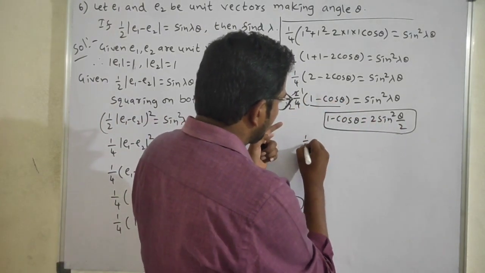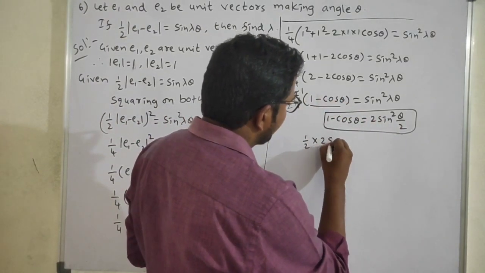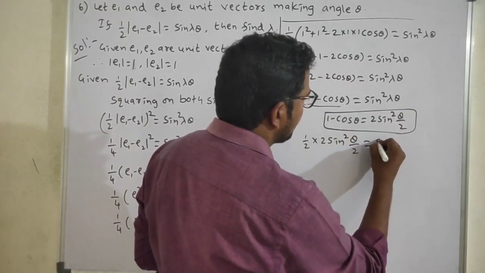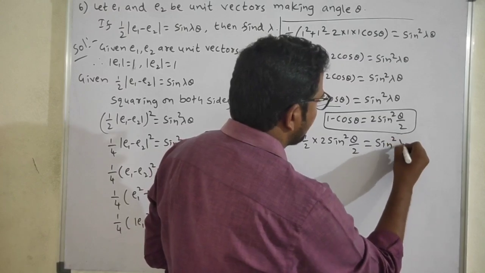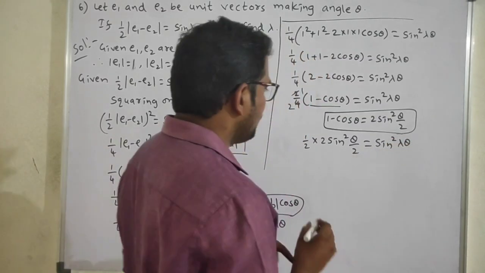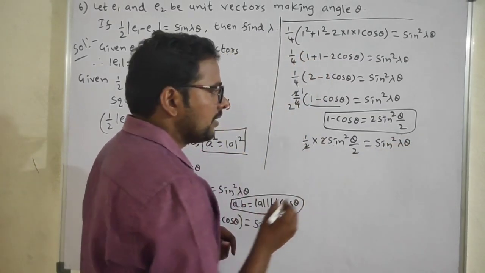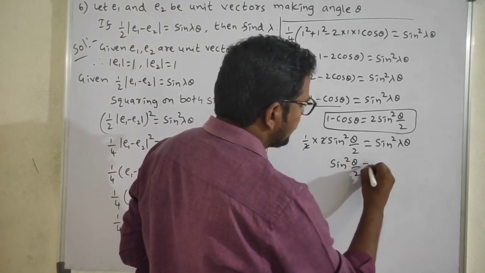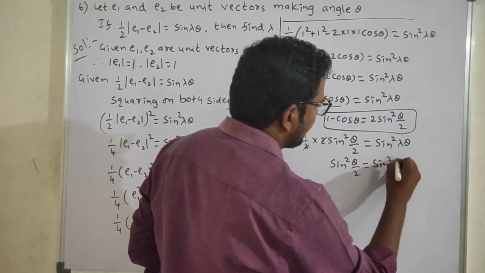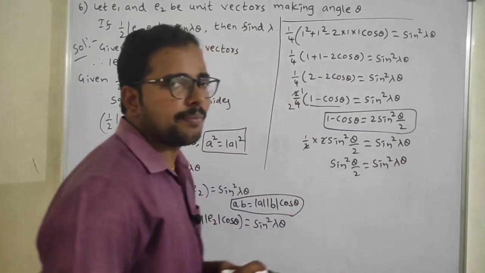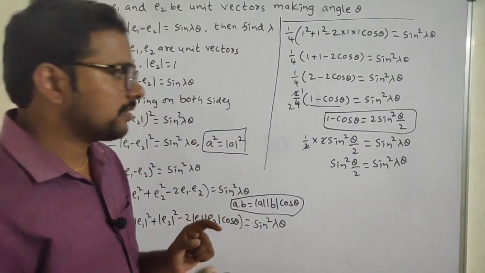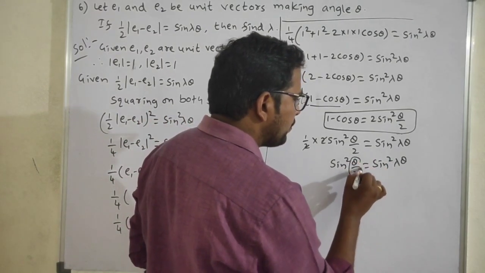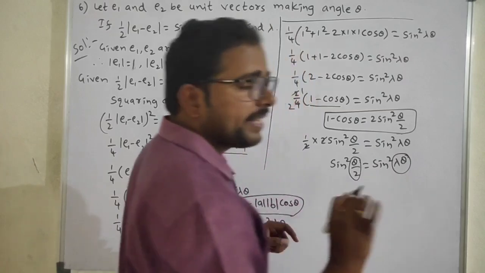So 1 by 2 is there, so we have 1 by 2 into 2 sin square theta by 2 is equals to RHS sin square lambda theta. Here 2 gets cancelled. Remaining, sin square theta by 2 is equals to sin square lambda theta. So compare on both sides. Sin square and sin square are the same, right? The remaining theta by 2 and lambda theta should be equal.